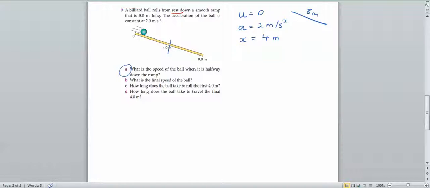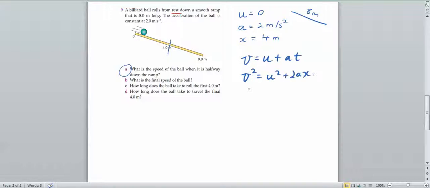And we now need to find the speed. Now, by looking at our formulas, let's have a look at them. I'll just write them out. We've got v is equal to u plus at. We've got v squared is equal to u squared plus 2ax. And you just have to know these.